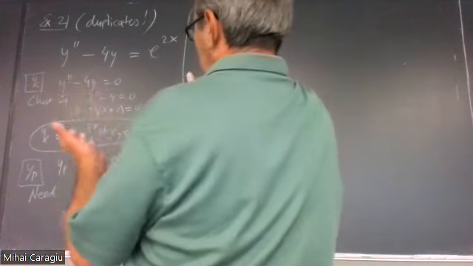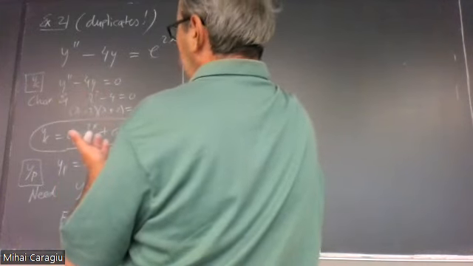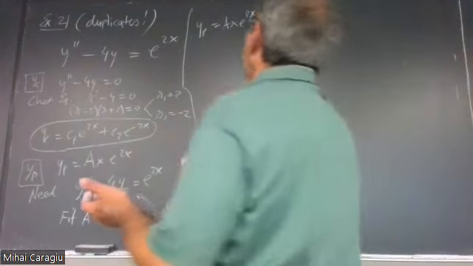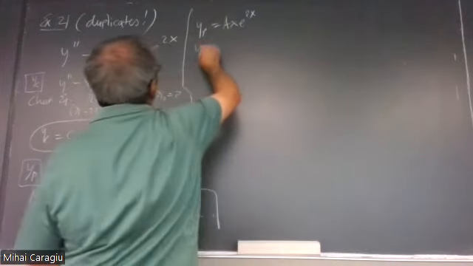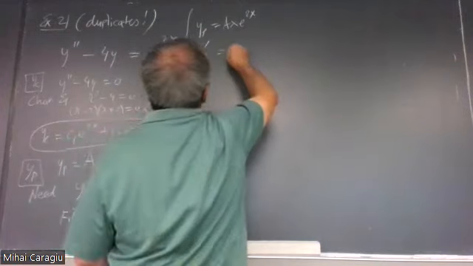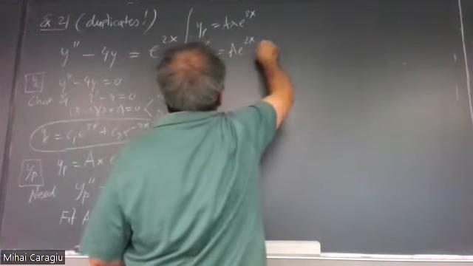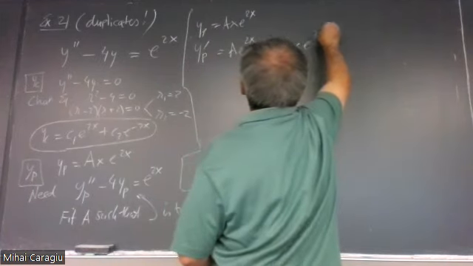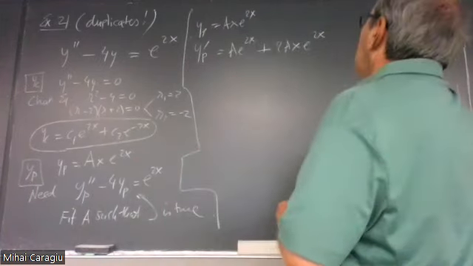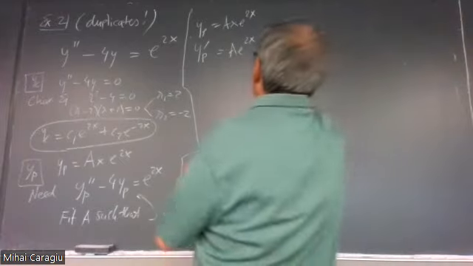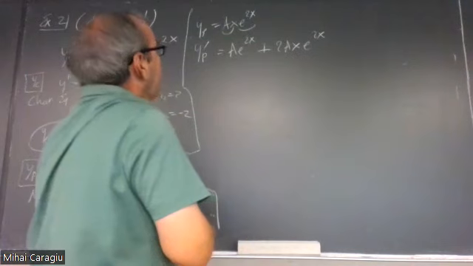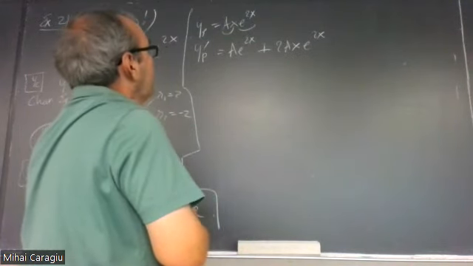Let's continue. We need yp second, but in the process of getting to yp second, we have to do yp prime, yp second, and so on. So yp prime will be a product rule here. It's a e to the power 2x plus 2ax e to the power 2x, because we have two items here: derivative of the first times the second, plus the first one, ax, times derivative of the second, 2 e to the power 2x.